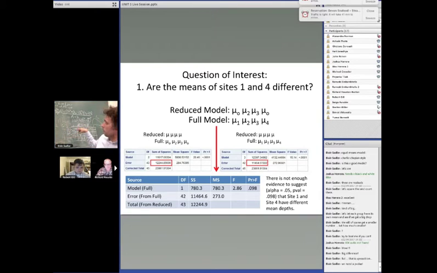What if I have two models that are hierarchical? One's a subset of the other one. I've got two models that I want to compare. One has a lot of parameters, the other one has fewer parameters. How can I compare those? Through an ANOVA table. So let me show you how you do that.